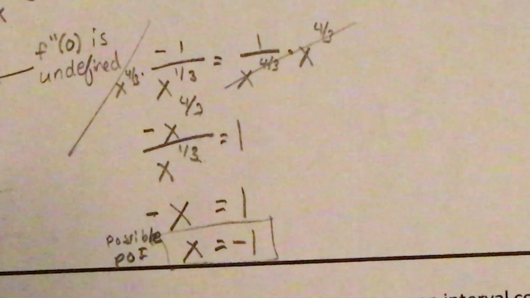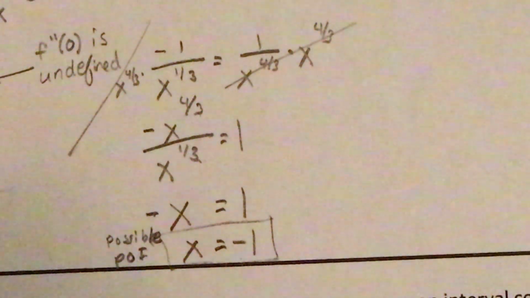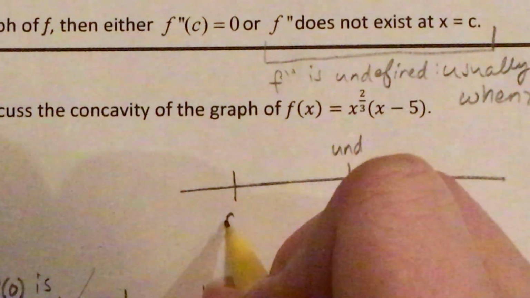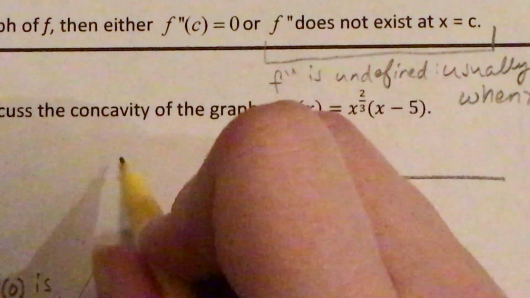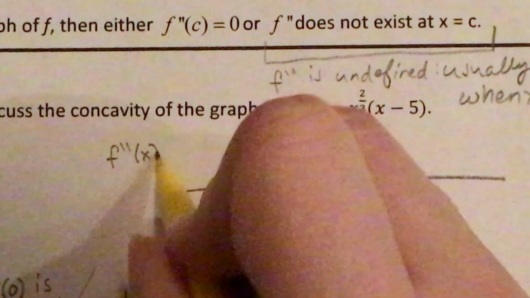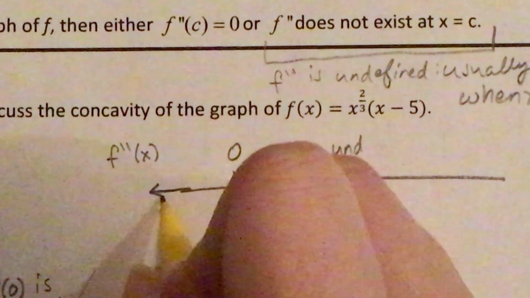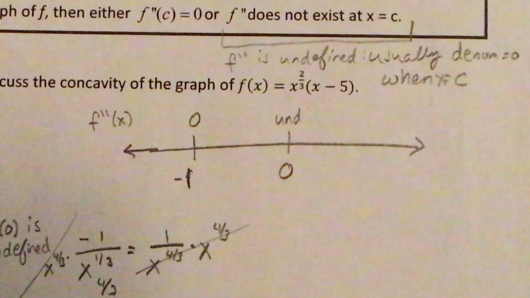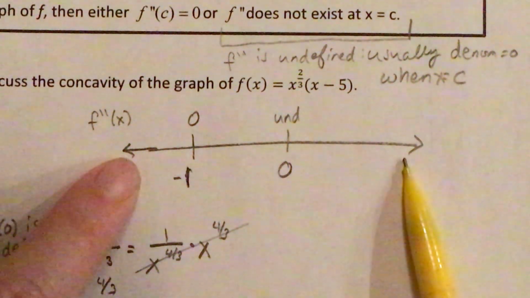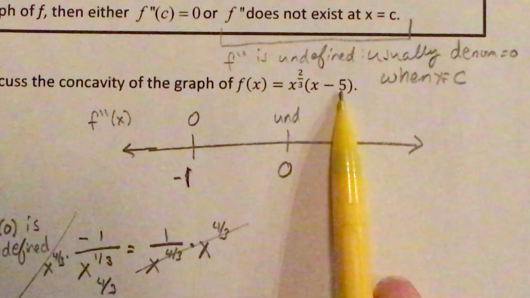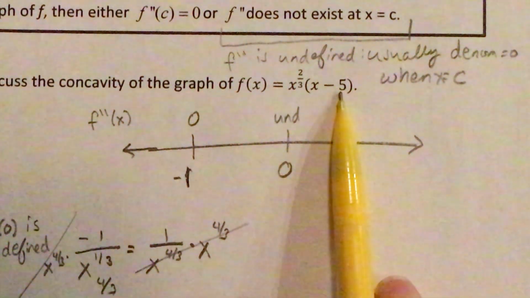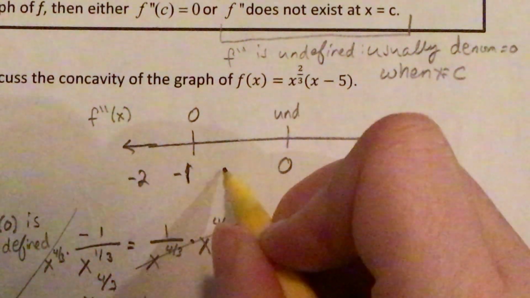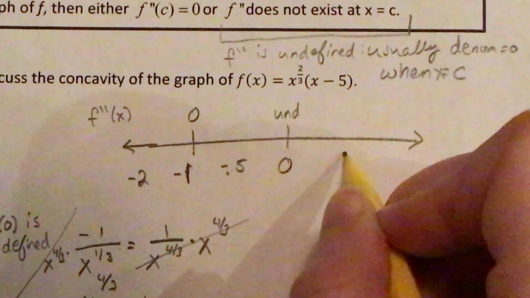Possible point of inflection. Let's go ahead and put x equals -1 and that 0 on a number line up above. -1 gave us f double prime of x equals 0. All right. We know there's arrows on both sides because our original function didn't have any holes or asymptotes or anything like that. We are going to plug in, let's pick -2, -0.5, and 1.